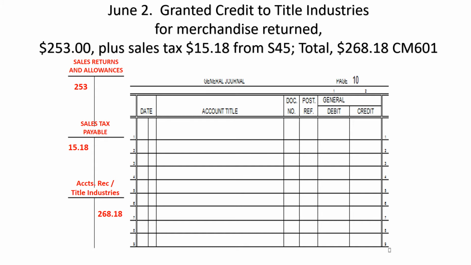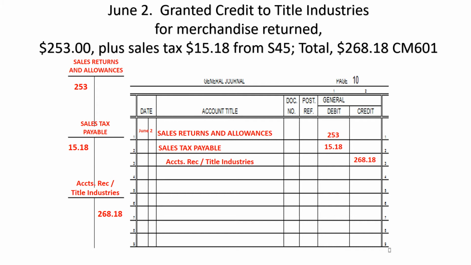So now all we do is go to the general journal and fill this out. We take June 2nd, which is the date of this transaction. We start with my first debit, which is sales returns and allowances. So it's $253. We then take sales tax payable, our next debit, and that's a debit of $15.18. Then we take our accounts receivable / Title Industries, and that's $268.18.